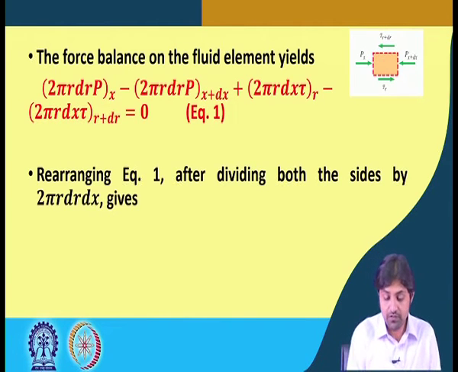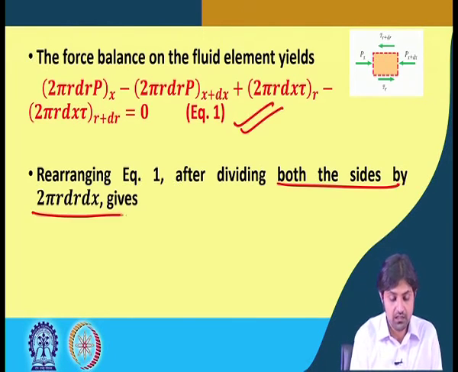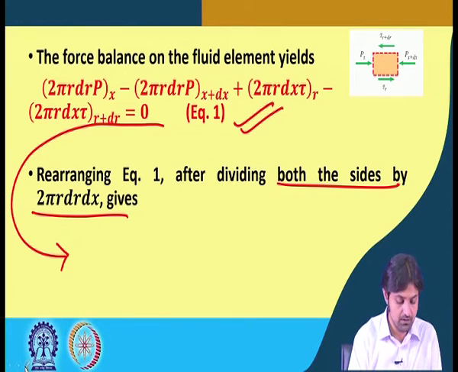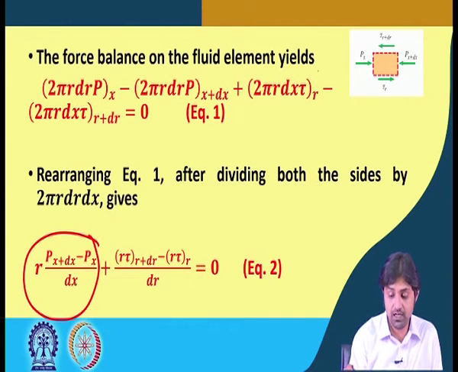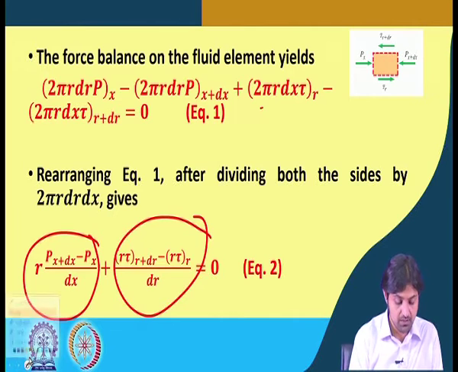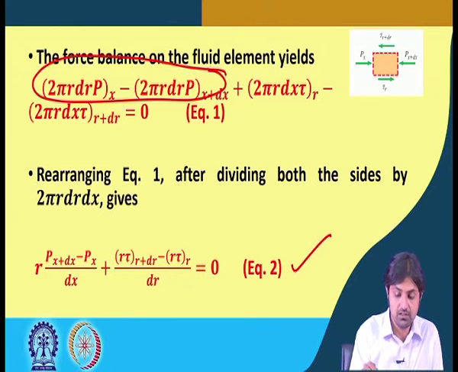Location. So now if we rearrange this equation, equation 1, and we divide both sides by 2 pi r dr dx, this equation will come out to be r times P at x plus dx minus P at x by dx, because 2 pi r dr will be cancelled from here and here. Okay, so this is the first term and the second term will happen. So here 2 pi r dx will be cancelled out and the dr will remain, so it will be this term, and the sum will be equal to 0. Very simple to obtain, just considering this and this.